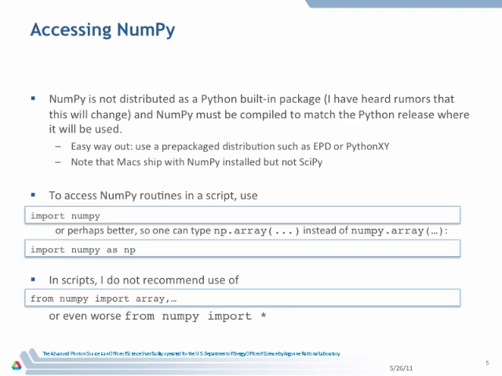You'll see in some examples people doing imports of specific routines, or even worse, importing everything. Really not a good idea, particularly not when you're writing scripts, because then you can have this namespace collision problem. And furthermore, when you're looking at your code, when you see np.array or numpy.array, it's reminding you that's part of NumPy.